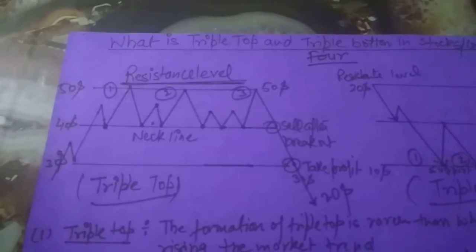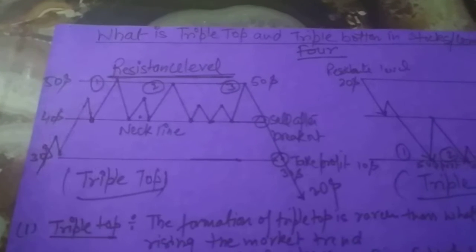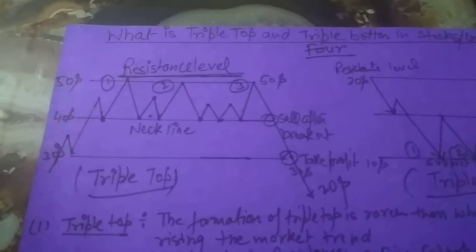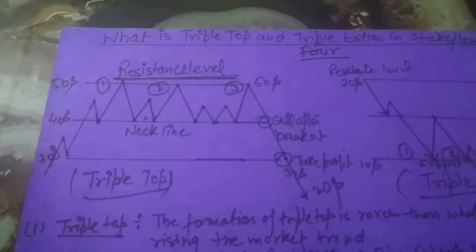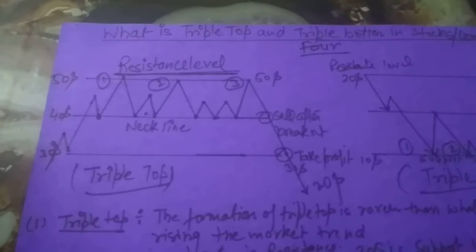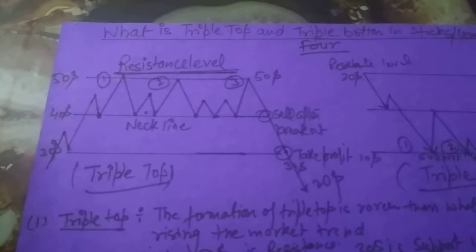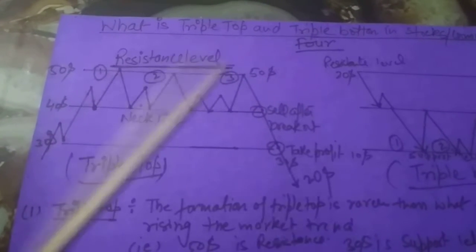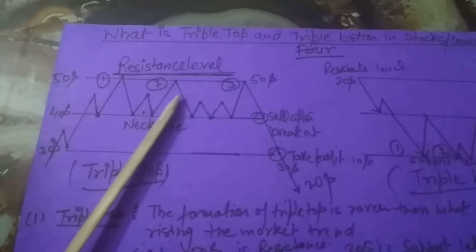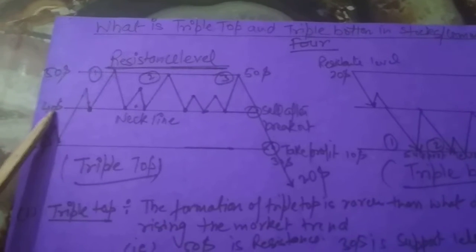Now we can start. It's my rough drawing and I made it for you. Suppose the price is $30 and it touches $40, $45, $46 and it can retrace up to $40, then it can touch $50 and again it can touch $40. It is called the neckline.